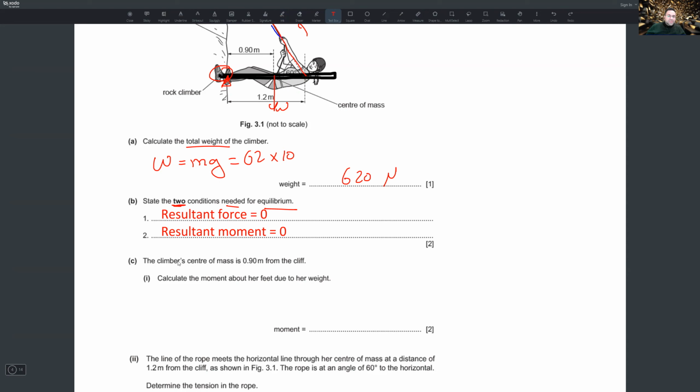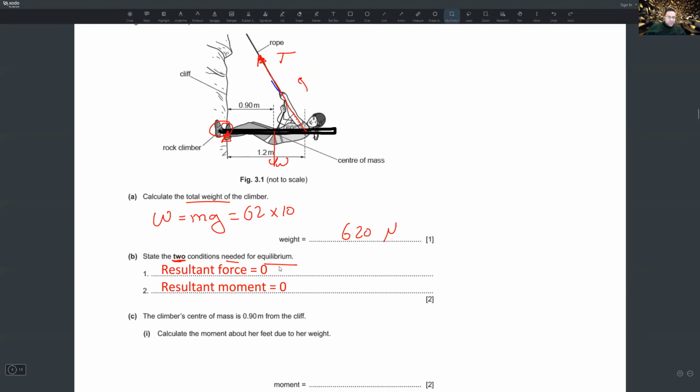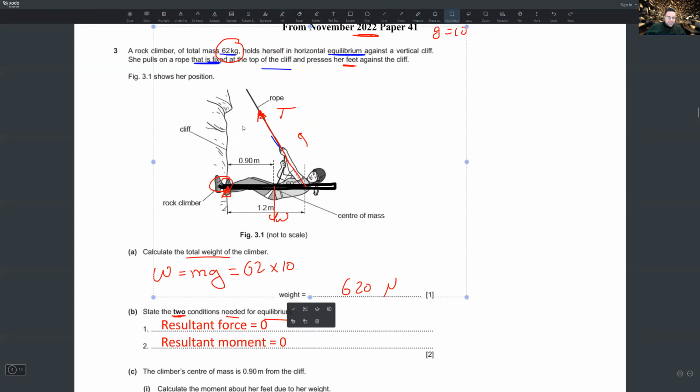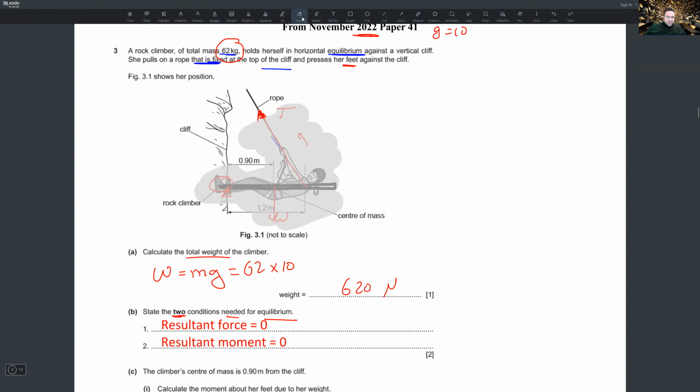The climber's center of mass is 0.9 from the cliff. Well, I'm going to erase what I did. I don't want to erase all of that. So let's just erase this scribble. I kind of spoiled part of the problem when I drew the weight. But anyway.